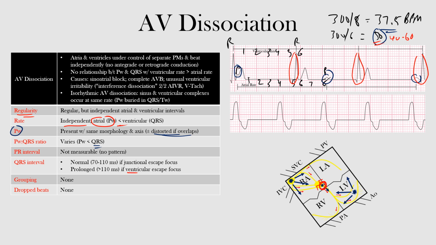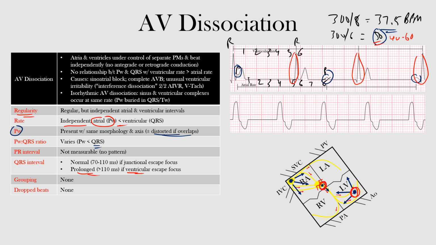Now, if it's coming from the ventricles, so say it's coming from this area down there, we'll have a prolonged QRS interval, okay, because of that slow cell-to-cell depolarization, all right? Now, there will be no grouping as well as no dropped beats, okay? So they're just firing from two different foci that are independent of each other, separate pacemakers.